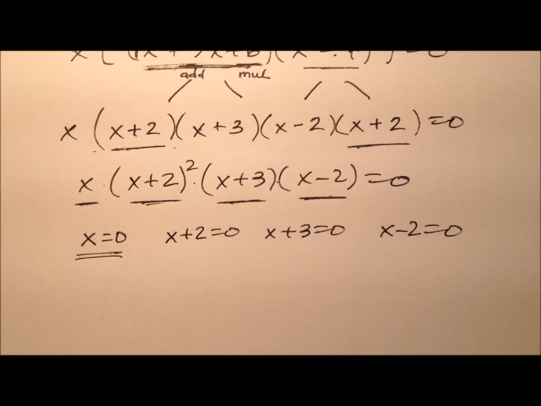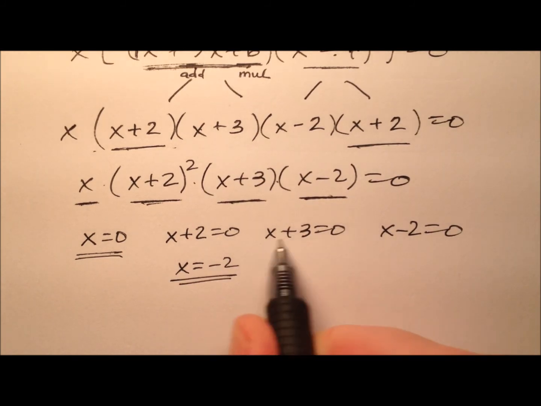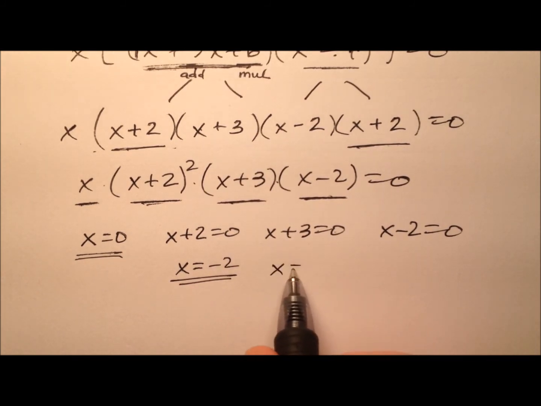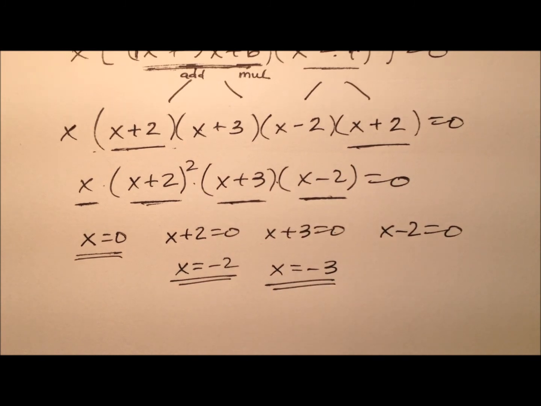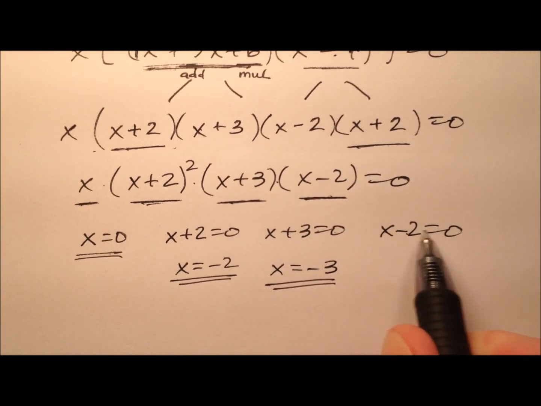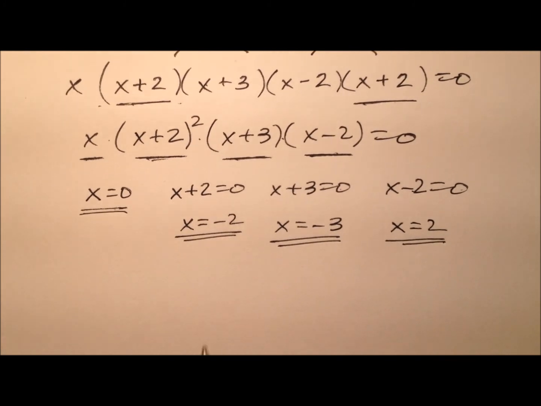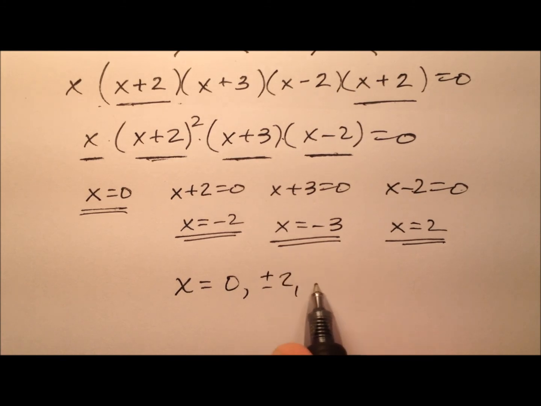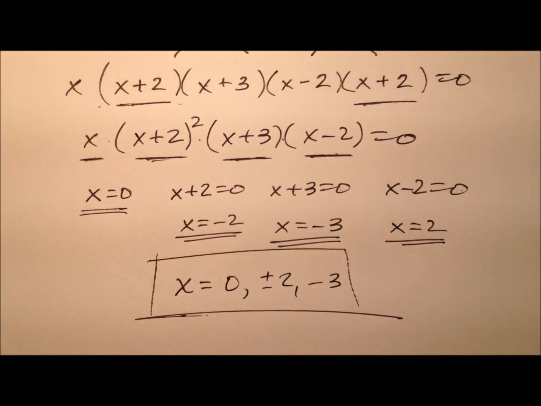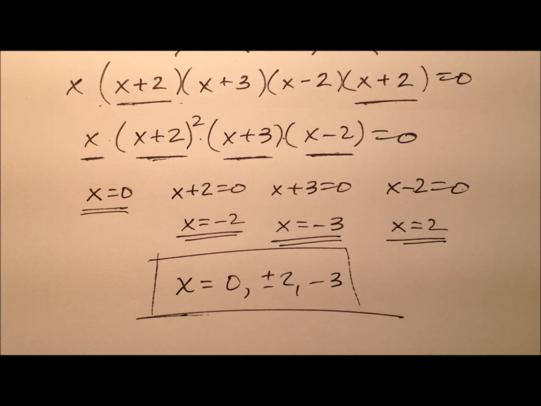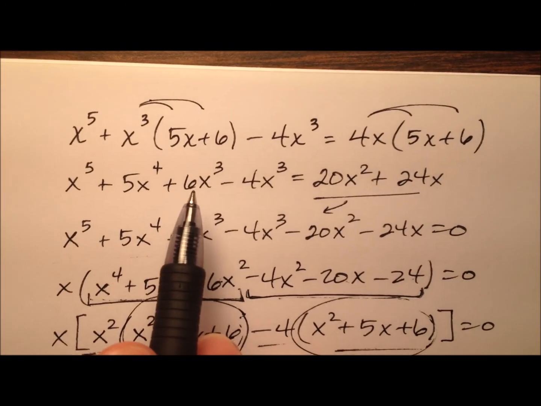This one's already solved, x equals 0. This one, when we subtract 2 from both sides, will give me x equals negative 2. This one, when I subtract 3 from both sides, will give me x equals negative 3. And this one, when I add 2 to both sides, will give me x equals 2. So I have 4 different values here, so we can write them all as 0, plus or minus 2, and then negative 3. Okay, so these 4 values are going to be the solutions to this initial equation that we started with here.